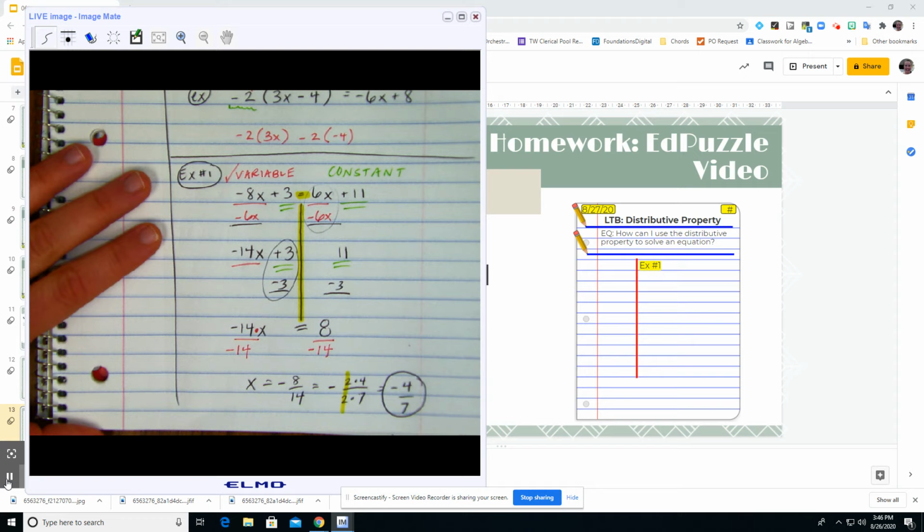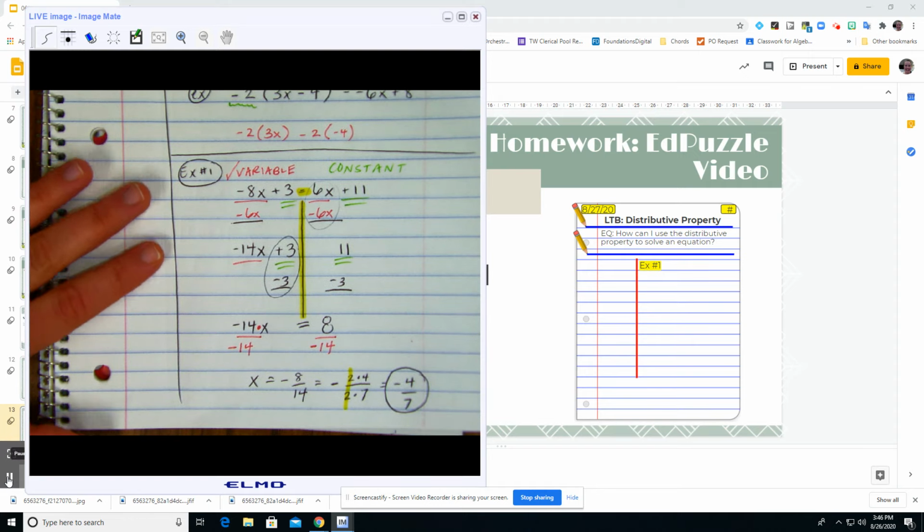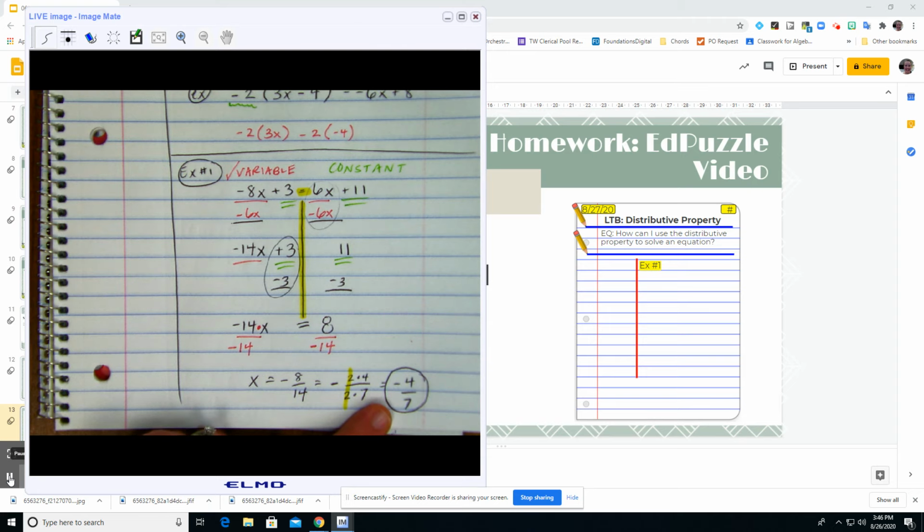So remember, answers can be fractional. That means that it does not divide evenly. Don't put a decimal, leave it as a fraction.